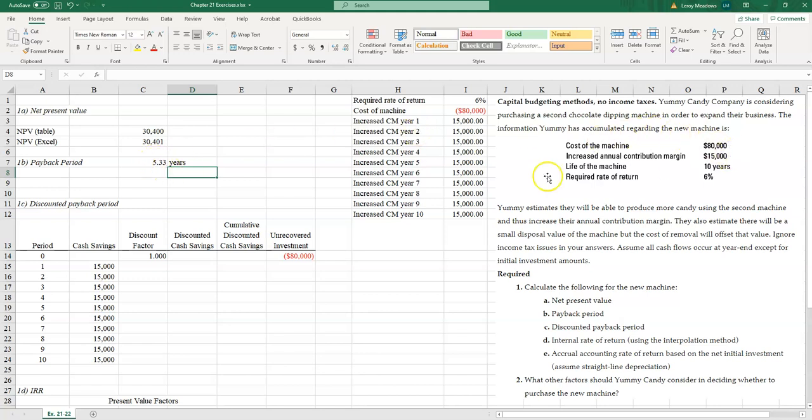So after 5.33 years, it doesn't matter to me because all I care about is that point in time when I get my cash back from my initial investment.